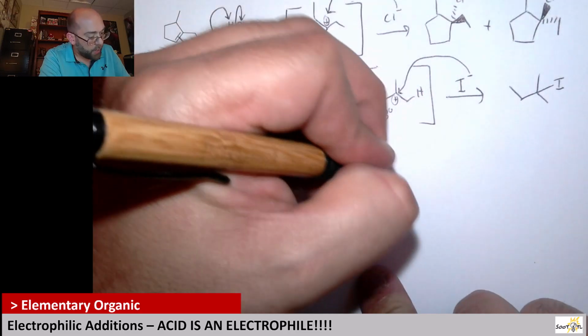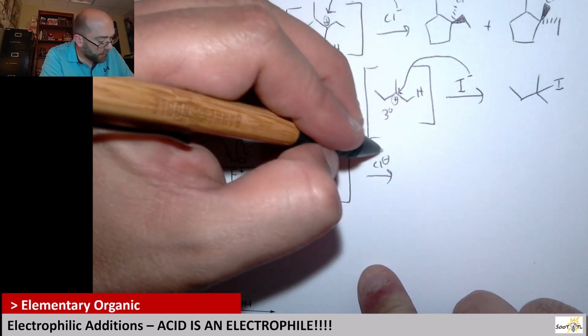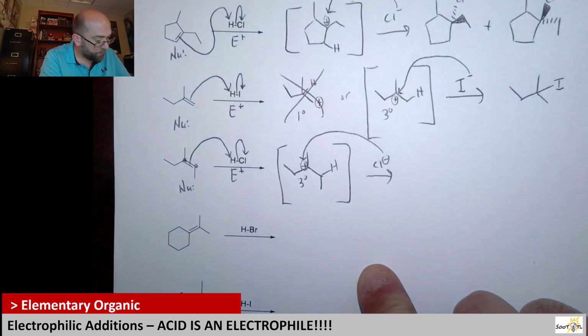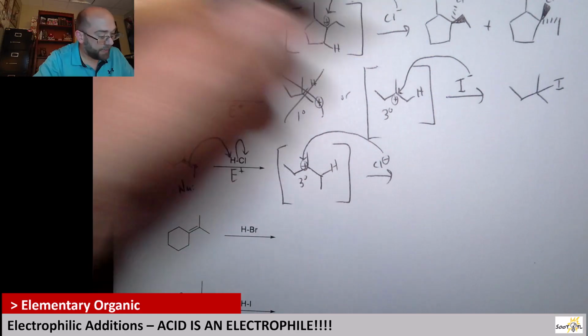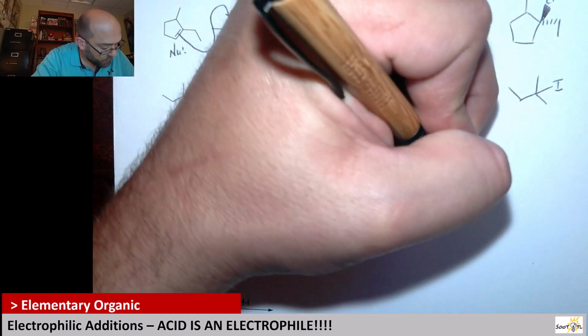So now our chloride ion can come in. It can attack that positive carbon. And it is trigonal planar. It can attack from the top or the bottom, but pay attention to the product here.